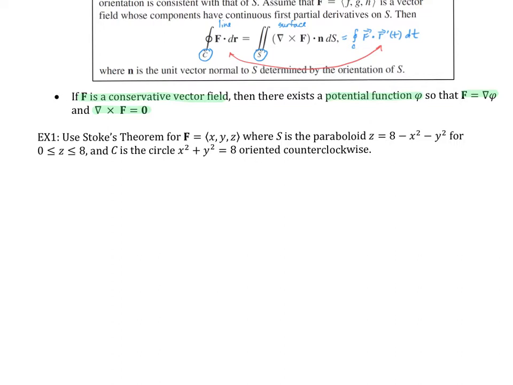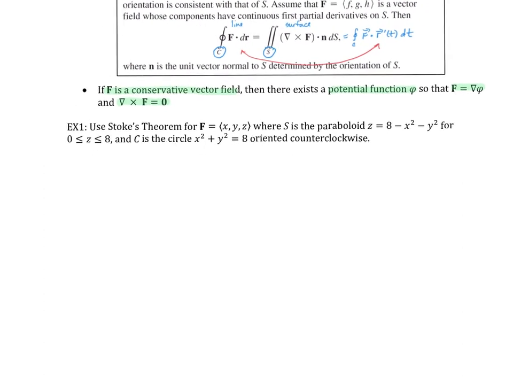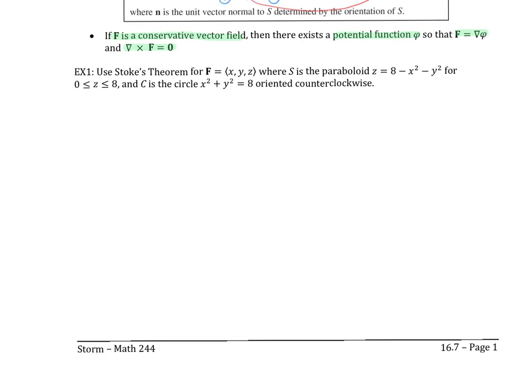Example 1, we're going to use Stokes' theorem for the vector field x, y, z. S is the paraboloid z equals 8 minus x squared minus y squared. Z values are going to go from 0 to 8. C is the circle x squared plus y squared equal to 8. And it's oriented counterclockwise. So it's oriented in the usual direction.